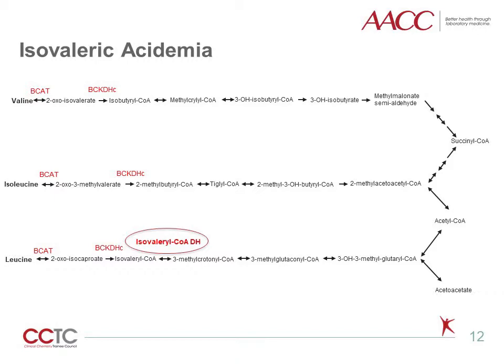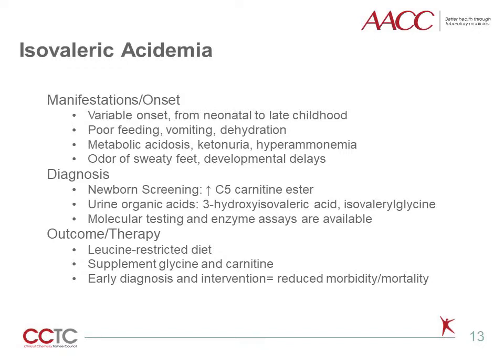This mitochondrial enzyme is unique to the catabolic pathway of leucine, where it catalyzes the dehydrogenation of isovaleryl-CoA, producing 3-methylcrotonyl-CoA. In isovaleric acidemia, the buildup of isovaleric acid and its derivatives is responsible for the manifestations of the disease. The manifestations of isovaleric acidemia may occur in the neonatal period or later in childhood with variable presentations including mild, intermediate, or severe phenotypes.